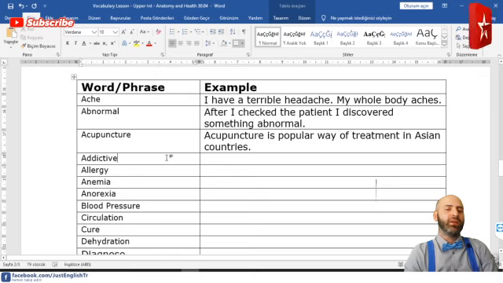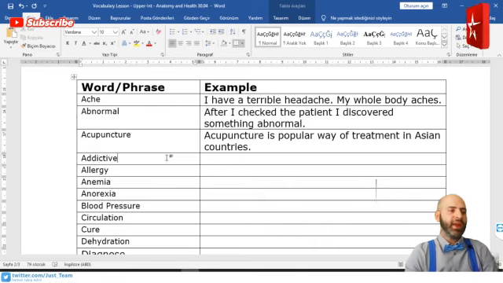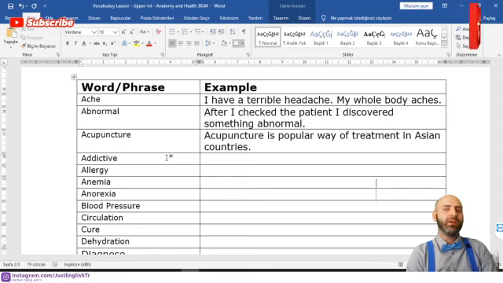Addictive. Maybe you know the verb addict. Addict means when you become accustomed to something and you can't stop using it. Addict is a verb, addiction is a noun, and addictive is an adjective. For example, smoking. I smoke, so I can say I'm addicted to smoking. Some drugs also make you addictive.